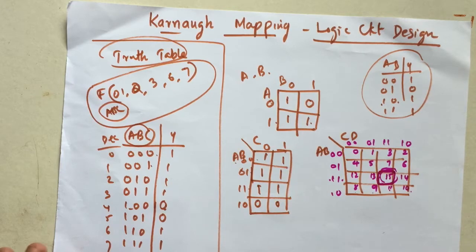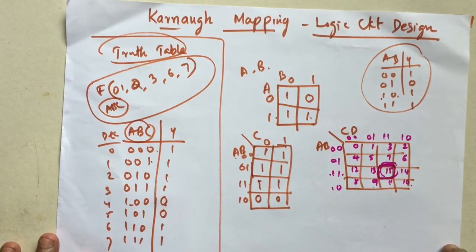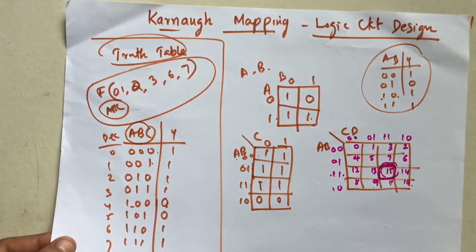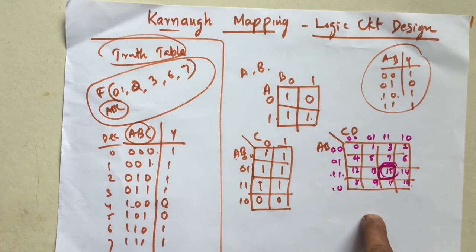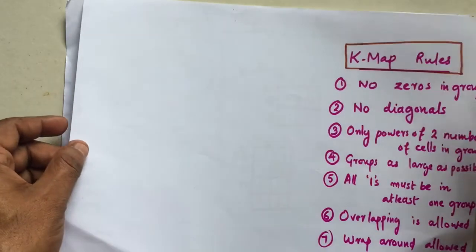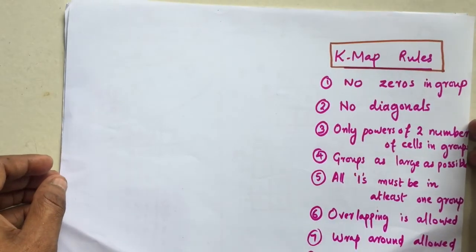Now, after learning this, the real rules of K-map come. I think you can continue here itself. Let's see what the rules of K-map are, then we will learn it through an example. I hope you understood this. Now, rules of K-mapping. See, these are the rules of K-mapping.